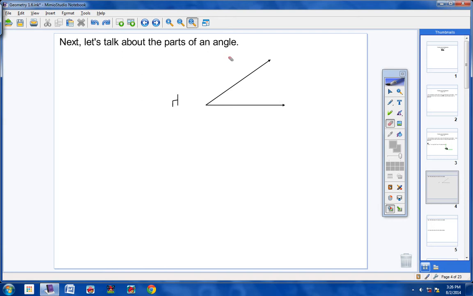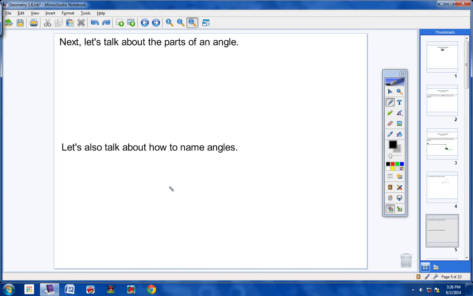That's really important. And then also you should understand that an angle is made up of two rays. So we would call this line right here a ray, and we would call this line right here a ray. So please understand those things about the parts of an angle. Now let's also talk about how to name angles, and this is so important. Students, please listen to me.